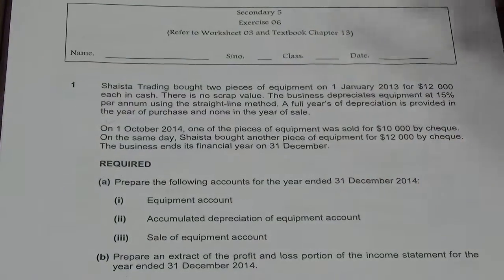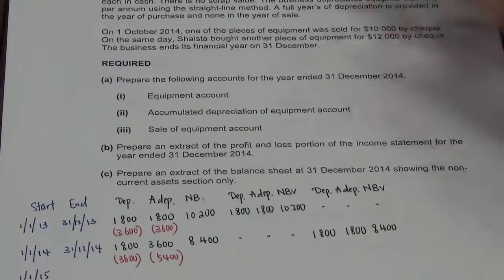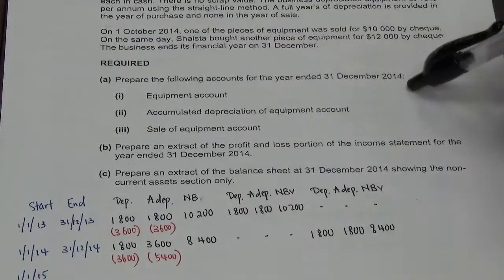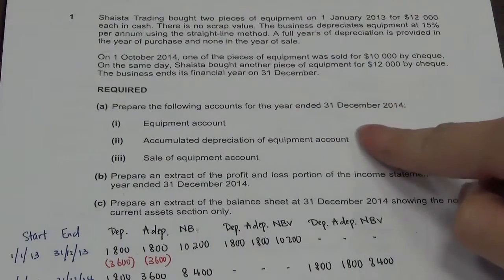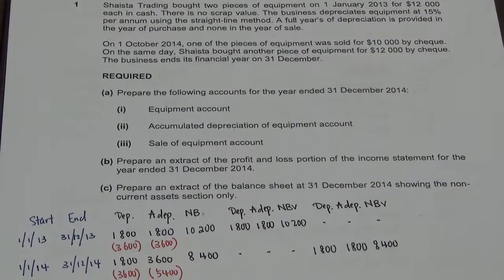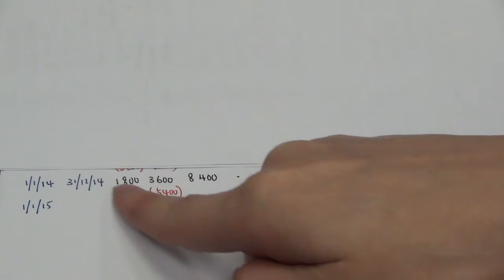Okay, for exercise 6, you also have to do the working to help you craft the accounts easily. So same thing, you look at the number of years. If you look at the number of years in this question, it's just 1. So if let's say it's 31st December 2014, just 1 year, 1 year will need 2 balance brought down. So by right your working should be just like this, just for one year, with 2 balance brought down.